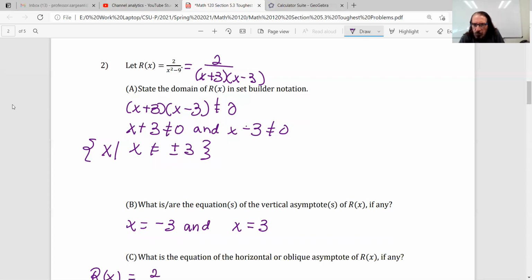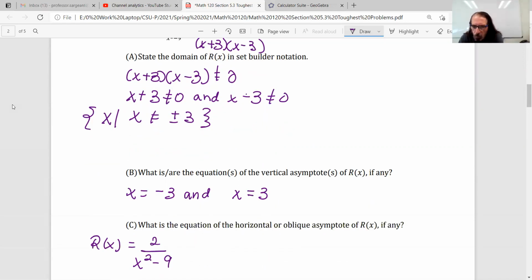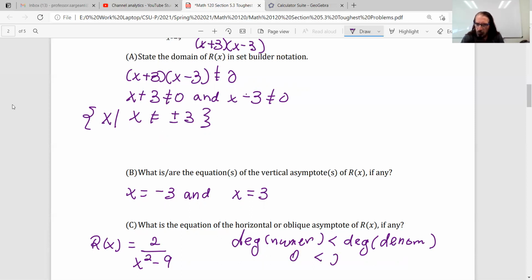I want you to notice that the multiplicity of the things that make the denominator 0, those are both to the first power. And so we will see a change in signs to either side of each asymptote. Since the degree of the numerator is 0, it's a constant term, and the degree of the denominator is 2, the equation of the horizontal asymptote will be y equals 0.